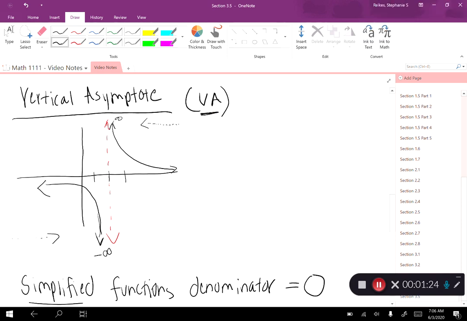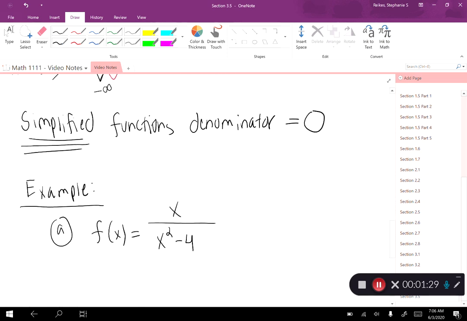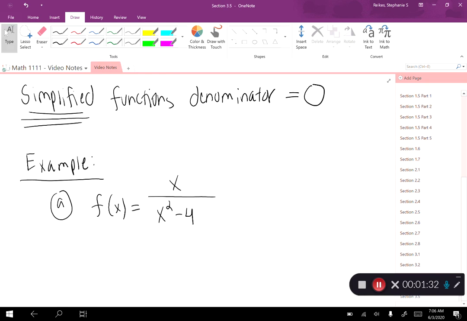Alright, so if I'm given an expression, how do we calculate this vertical asymptote? Now this is different than domain. This time we simplify our function and set its denominator equal to 0. So recall, domain, don't simplify. However, vertical asymptote, we will simplify. Let's take a look at some examples.